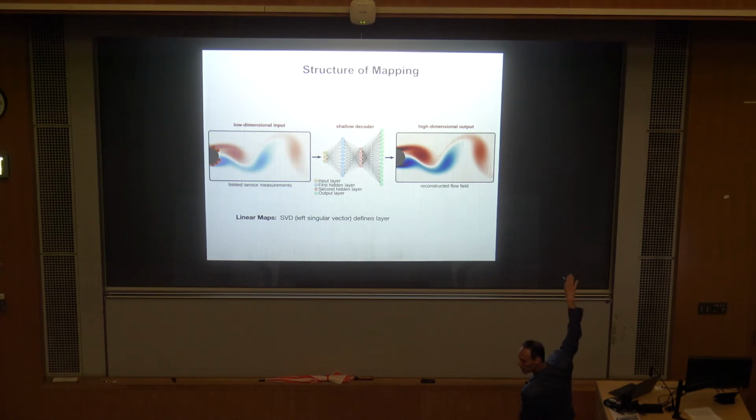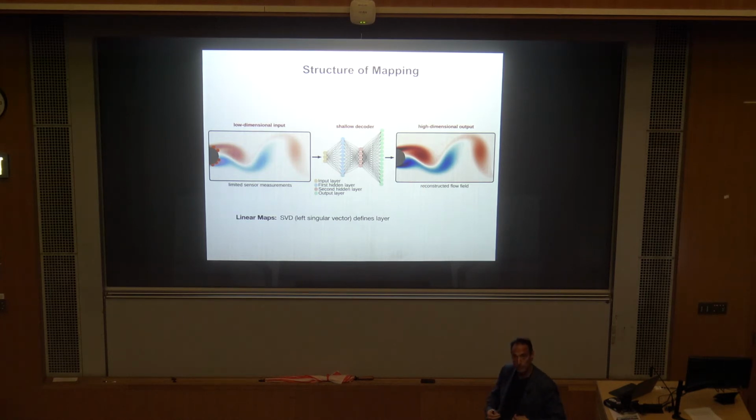It's a decoder. It goes from low dimensions to high. And by the way, this low dimensional is these. I'm going to measure on the cylinder, I'm going to measure the flow on that cylinder, and I'm going to have a limited number of pressure measurements, let's say here. And I want to reconstruct this whole field.